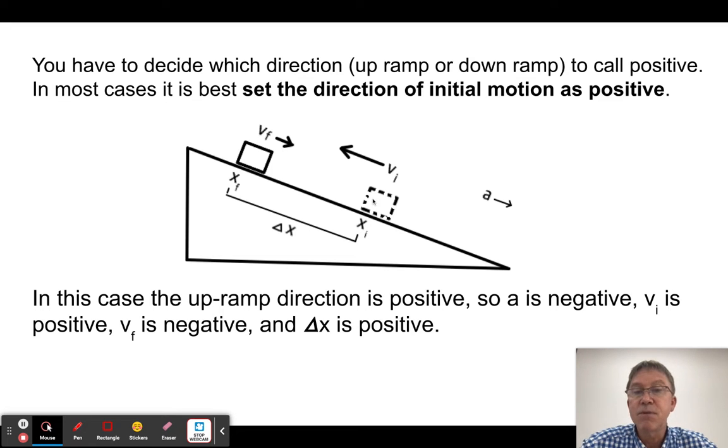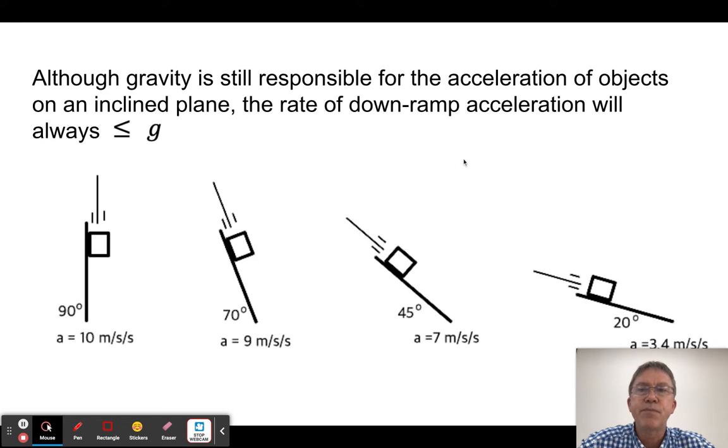If I was to release the object, it would accelerate in the down ramp direction because of gravitation. So acceleration is in the negative direction. If the object is up here moving down, that's moving in the negative direction. This displacement is up the ramp, so that would be in the positive direction.